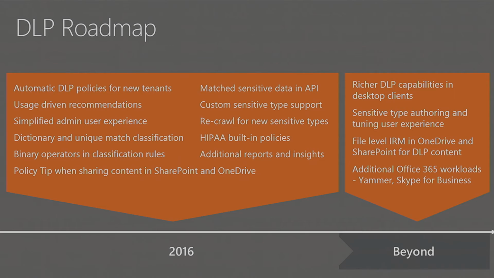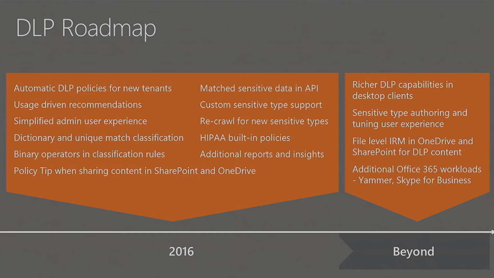So if you want to write your own custom sensitive type, maybe a medical record number that's unique to your organization, we want to have that brought in. We want to have you recrawl. So again, if you create a new policy and you want to scan all the content that you have in SharePoint Online and OneDrive, you should be able to do that.